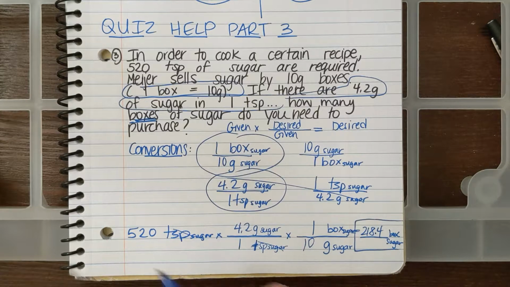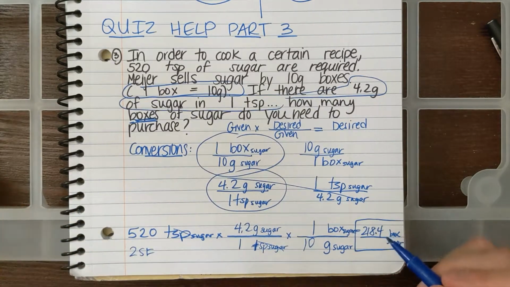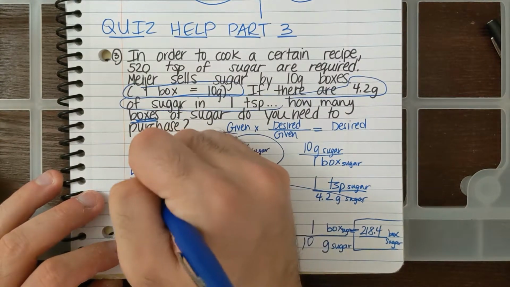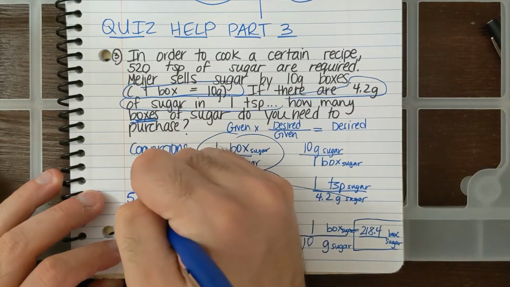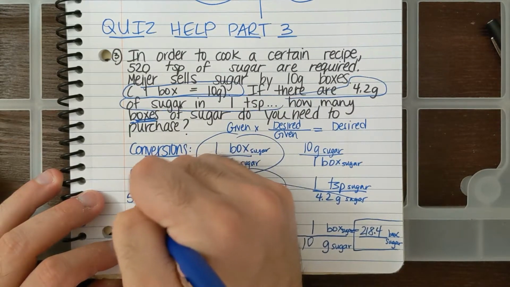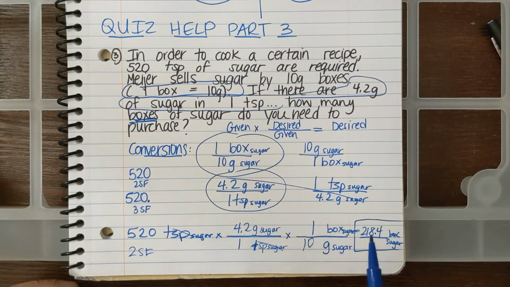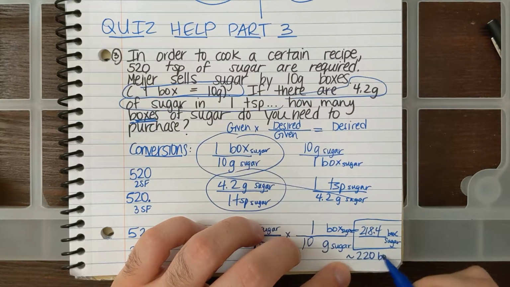Now, if I wanted sig figs, this would be 2 sig figs. 520 has 2 sig figs. Just to let you know, 520 is 2 sig figs. 520 with a decimal point would have 3 sig figs. Without a decimal point, that 0 is not significant. So if I want 2 sig figs over here, I'd say about 220 boxes.